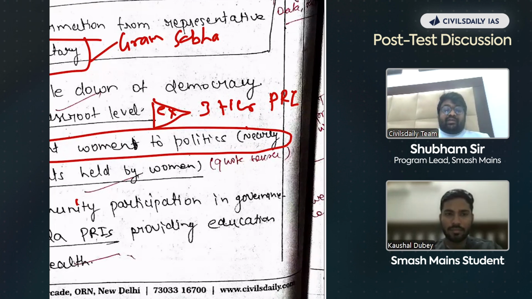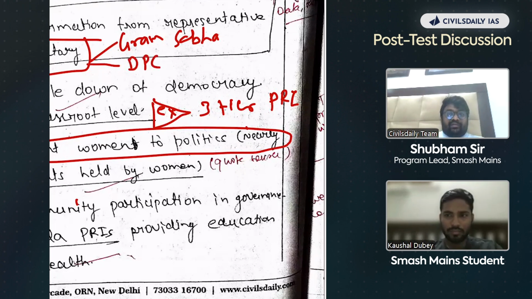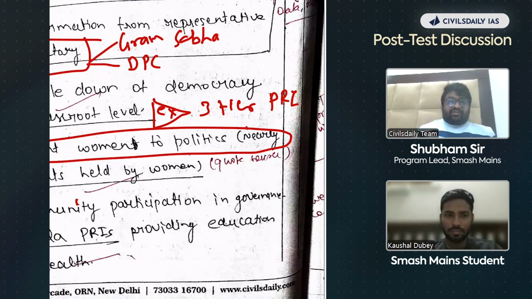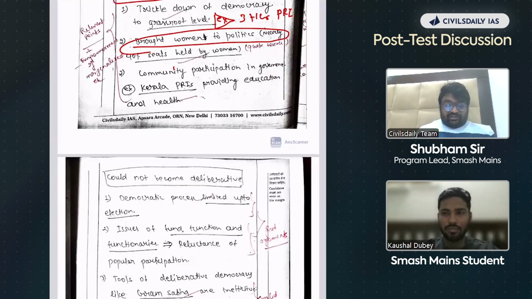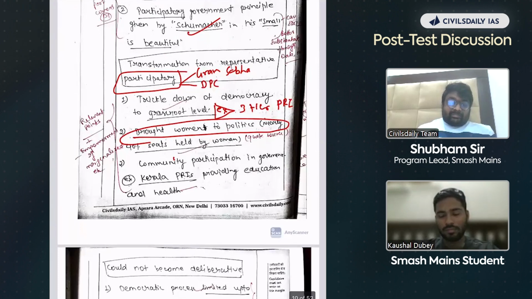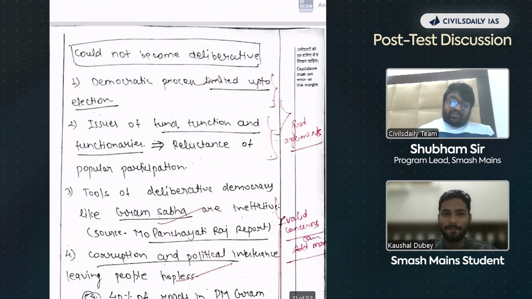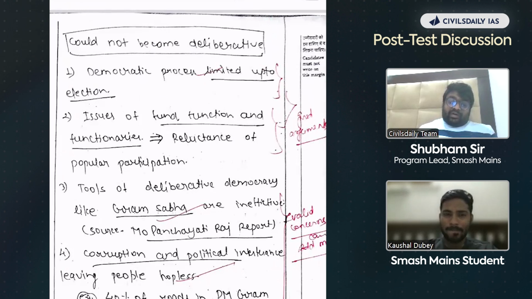Okay. Like Gram Sabha, you have district planning committees. This is also part of the participatory governance. No? Right. Okay, then you have the representation, but again you have given the women representation point, but you have missed out on SC ST representation. Right? It could not become deliberative. Democratic process limited up to election issues. Here again, okay, this is a good point. So you can write it in this way only.